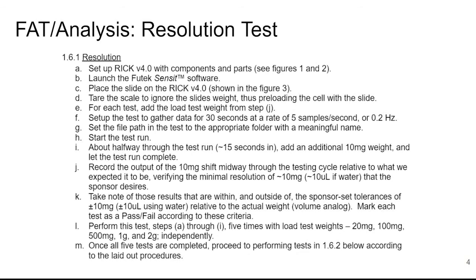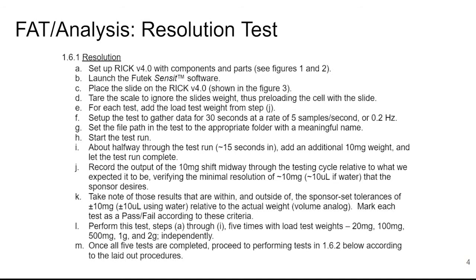We'd set a file path and run the test. Halfway through, we would add an additional 10 milligram weight. 10 milligram weight being the analog of 10 microliters of additional liquid, since we're trying to estimate resolution to that range, was added midway through. And then we would just look at the endpoints, take the differential measure, and see if it's within 10 microliters. This was per our sponsor's request.